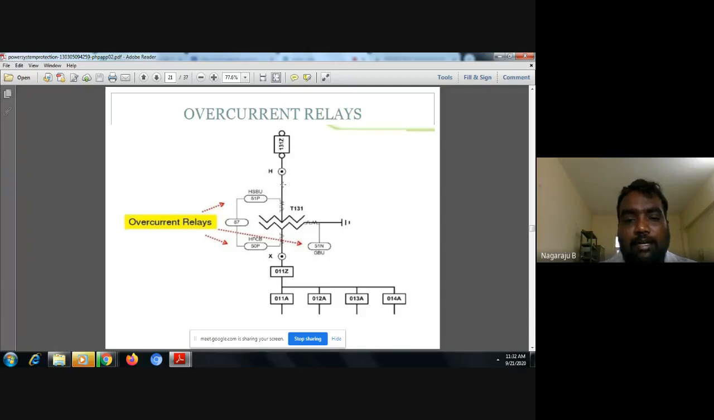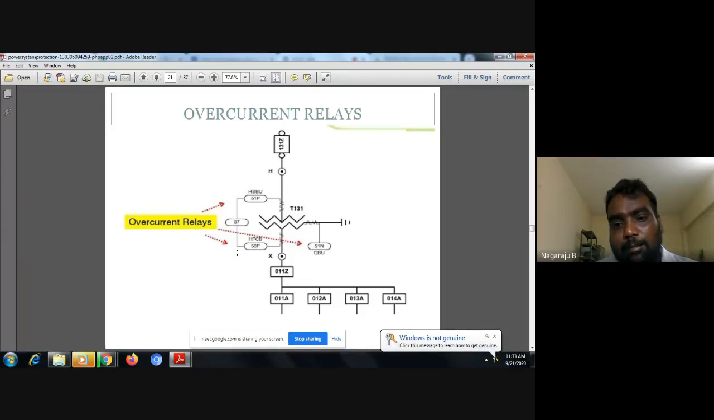Whenever you have any fault in this region after the fuse, you are using the relays, one, two, three. What is the purpose of the relay? When a fault is there, the relay will automatically detect and sense that fault and open the circuit, which gives guidance to the distribution people, so that manually you can open that particular circuit.